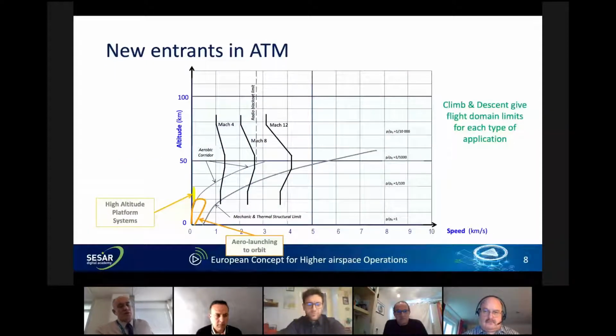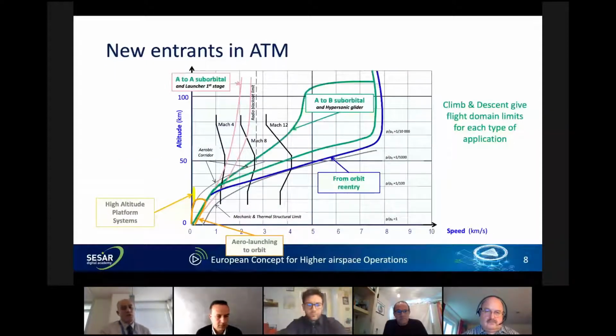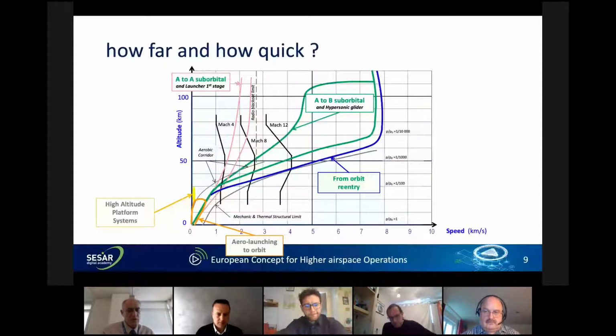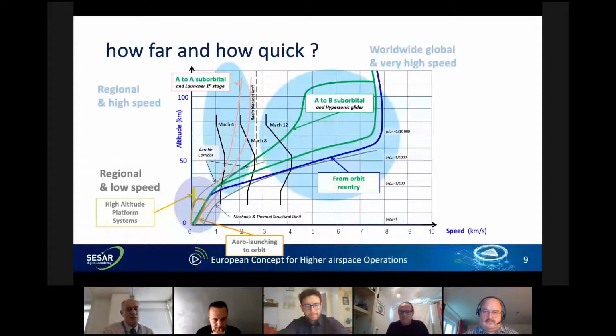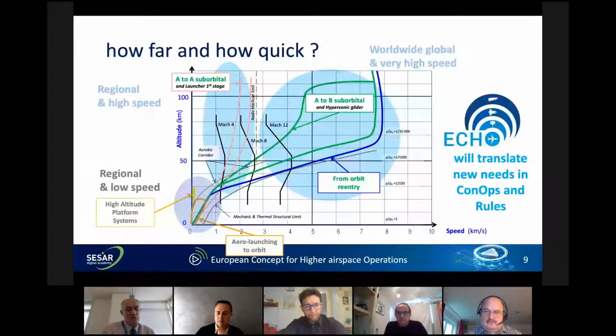So we tried to make a first categorization of the vehicles that we will have to manage in this study in order to prepare the CONOPS. The supersonics were not there, but we have decided to add them because it's not more difficult, and I think it is important to consider them. So you see, we have the high altitude platform systems, which are low speed and, let's say, regional. Even if they can move, they don't move so quickly, so they can be managed at a certain speed.